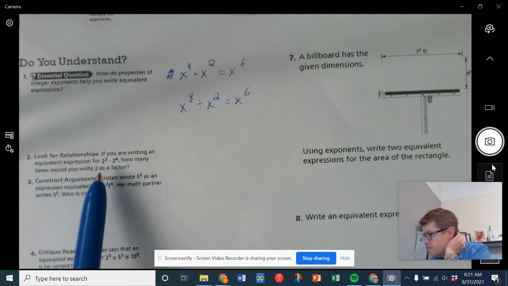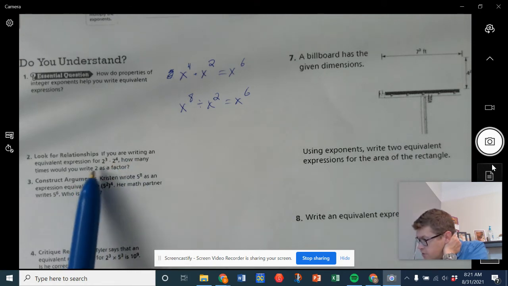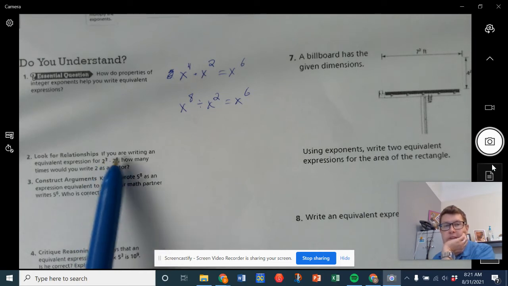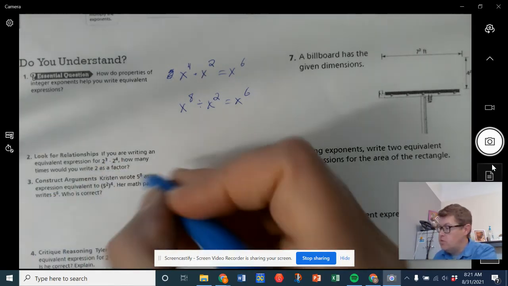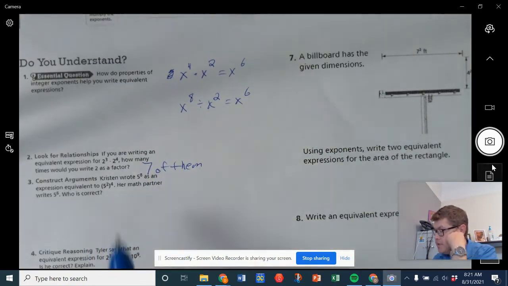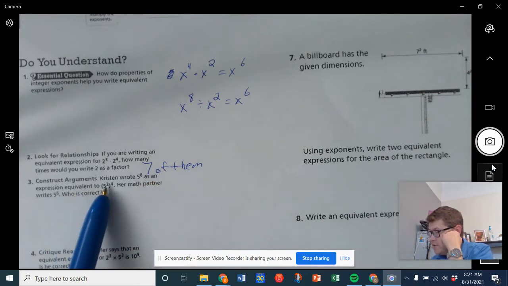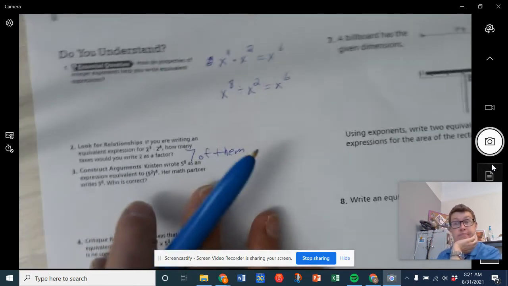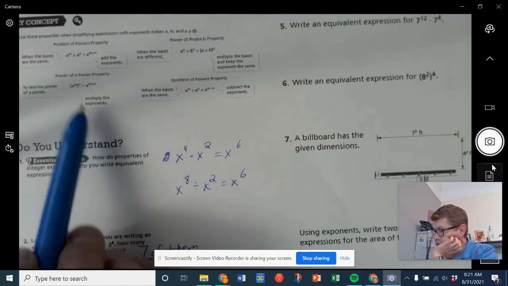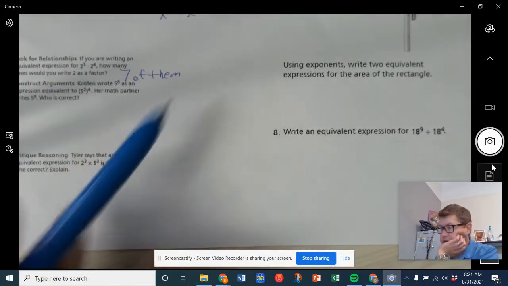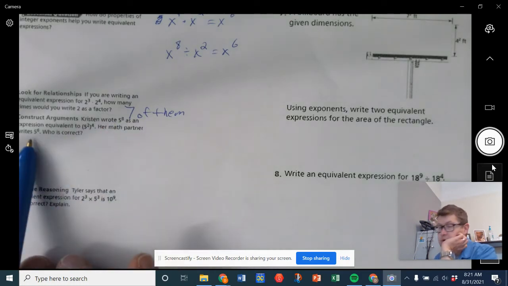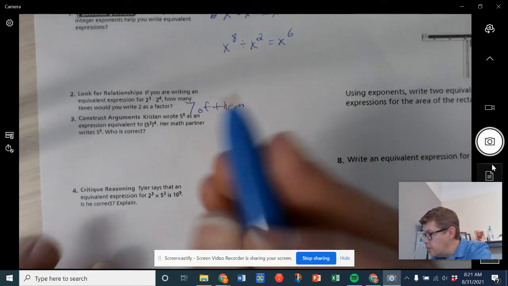If you're writing an equivalent expression for 2 cubed times 2 to the 4th, how many times would you write 2 as a factor? So basically, how many 2's do you have? Since you're multiplying them together, you add your exponents to get to 7. So you would write 7 2's. Kristen wrote 5 to the 8th as an expression equivalent to 5 squared to the 4th. Her math partner writes 5 to the 6th. Who is correct? Figure that out. If it's power to a power, which one is that? That is this one right here. That's when you multiply your exponents, right? So it looks like Kristen is correct because she multiplied them rather than her math partner who had 5 to the 6th. So it would be Kristen.